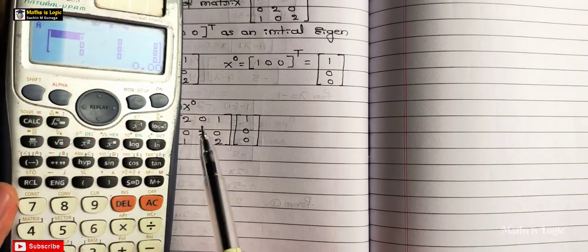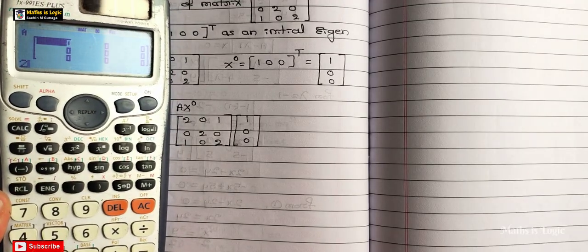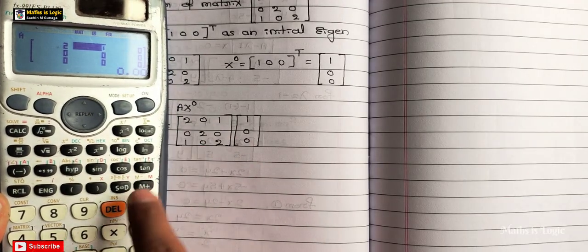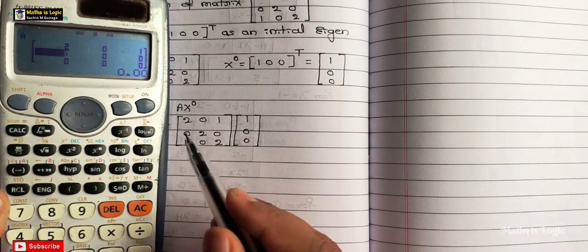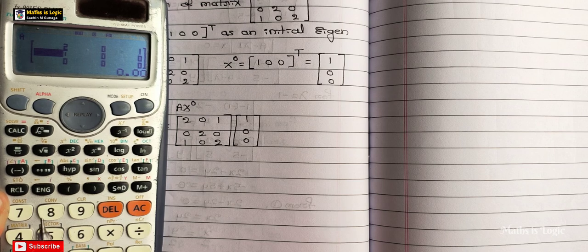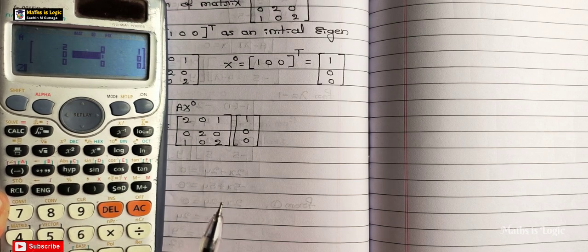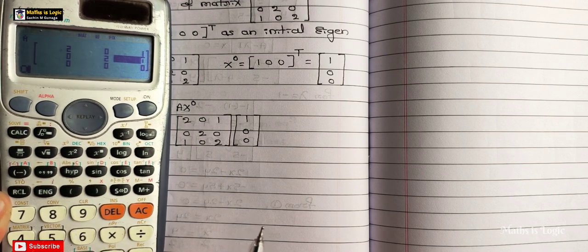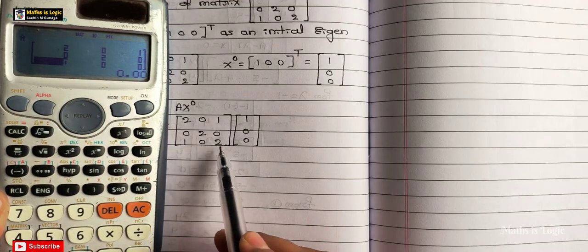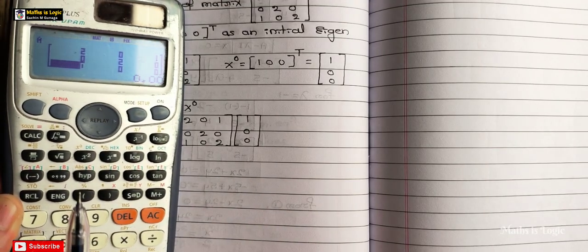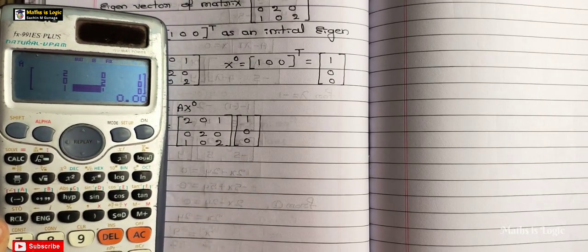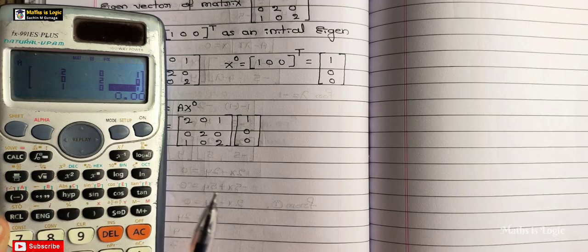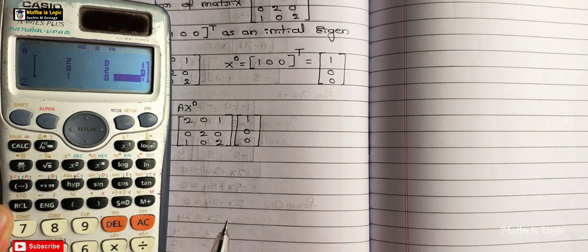The first element is 2, so 2 equals, next element 0 equals, 1 equals, next 0, 2, 0, then 0 equals, 2 equals, 0 equals, next 1, 0, 2. So 1 equals, next 0 equals, next 2 equals.